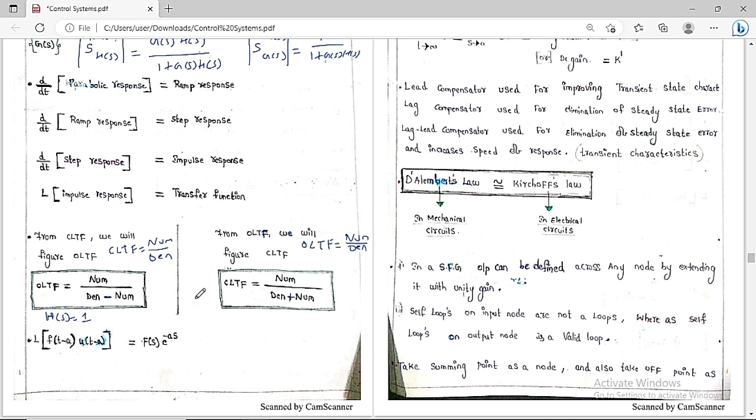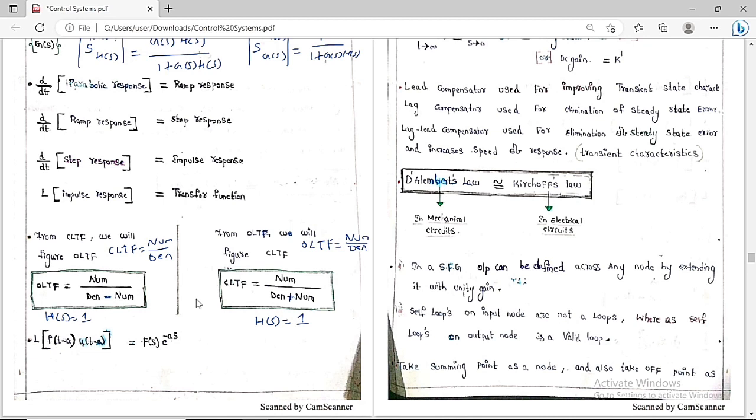So these two formulas are valid only when H of S is equal to 1. Otherwise, these are not valid. This point you always have to keep in your mind.